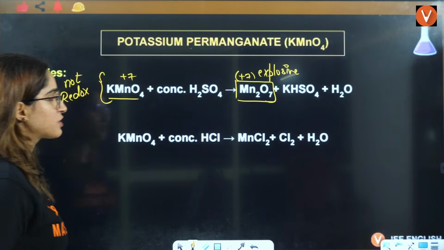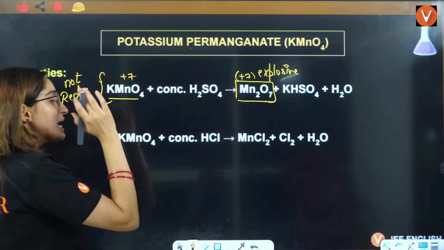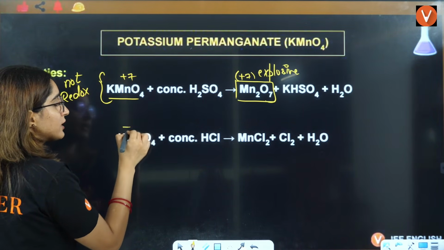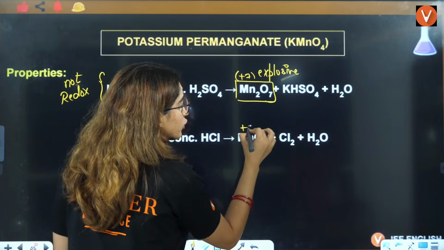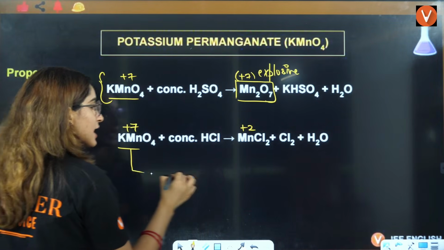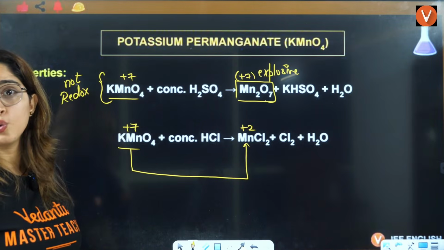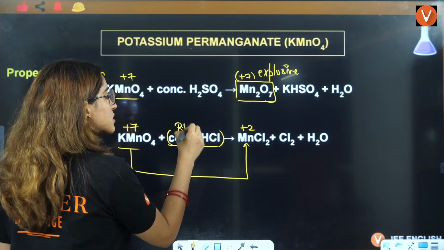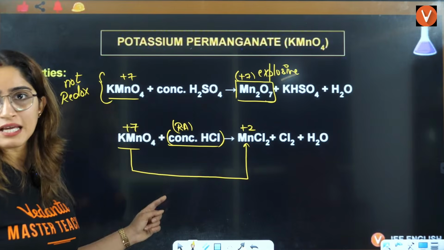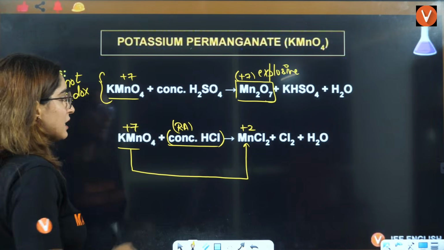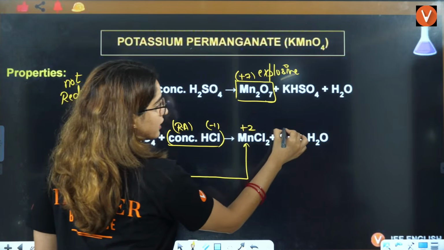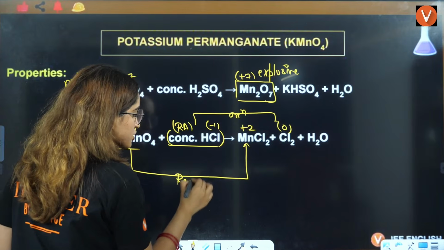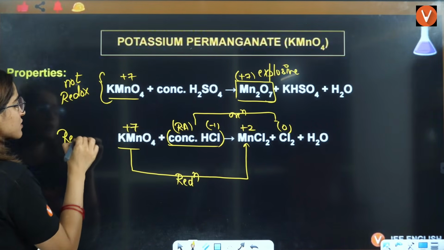Not a redox reaction. But if you talk about concentrated HCl, this is +7. Can you see that this will be directly converted to +2, which is itself getting reduced. So concentrated HCl is actually acting as a reducing agent, which is reducing this, right? And here Cl is -1 and here it is 0. So this is undergoing oxidation and this is undergoing reduction. So this is a redox reaction.